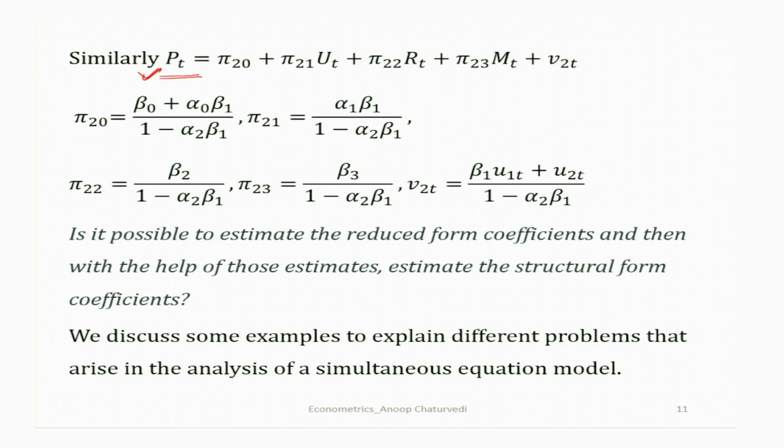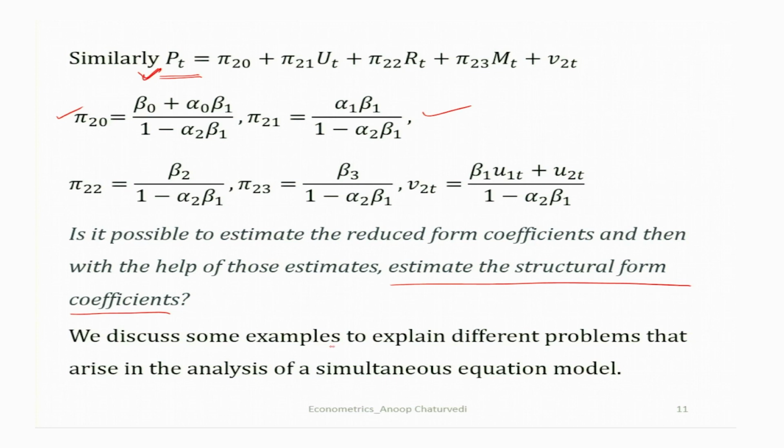Then the question is, after estimating the pi's, is it possible to solve all these equations so that you get solutions for alpha naught, alpha 1, beta naught, beta 1, alpha 2, beta 2 etcetera? Or is it possible to estimate the structural form coefficients with the help of the estimates of the reduced form coefficients?